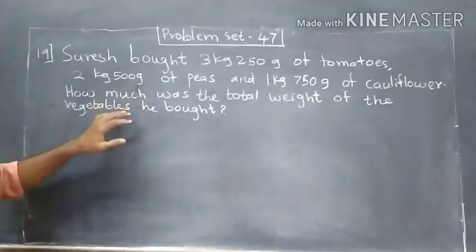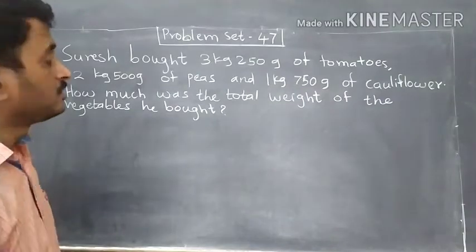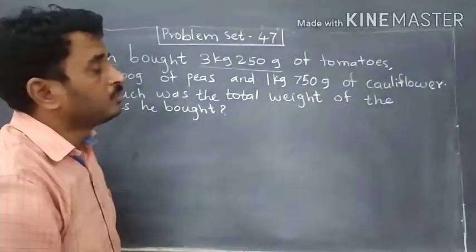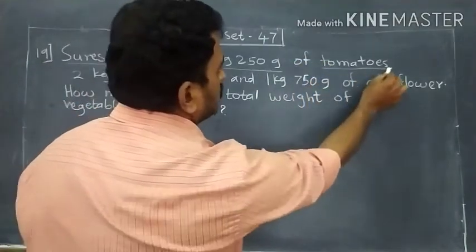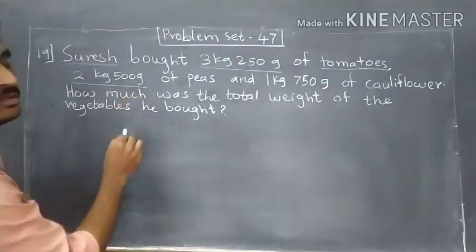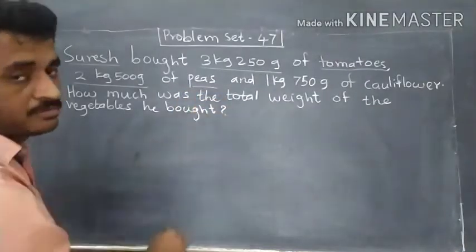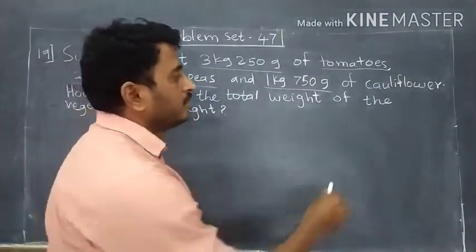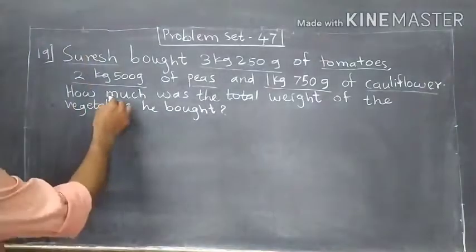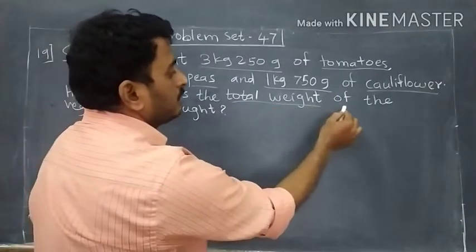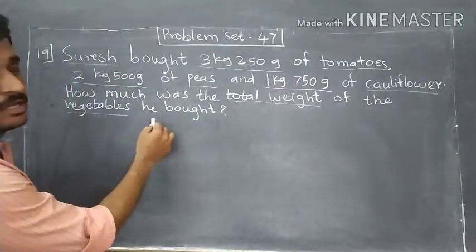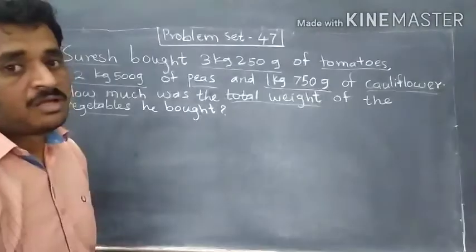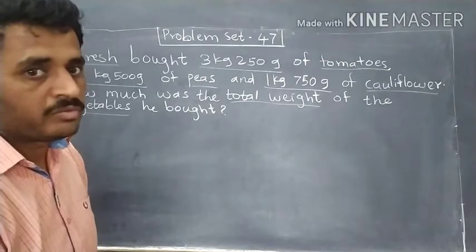Problem set 47, question number 19. Question number 19 is: Suresh bought 3 kg and 250 gram of tomatoes, 2 kg 500 gram of peas, and 1 kg and 750 gram of cauliflower. How much was the total weight of the vegetables he bought? Here we have to find out the total weight of all the vegetables, means tomato, peas and cauliflower. We will do the addition of these three and then we will get the total weight of all vegetables.